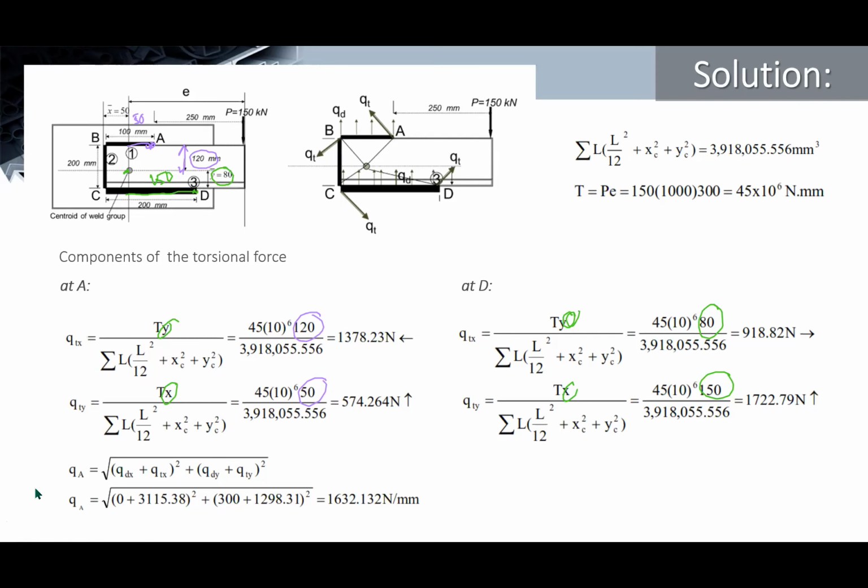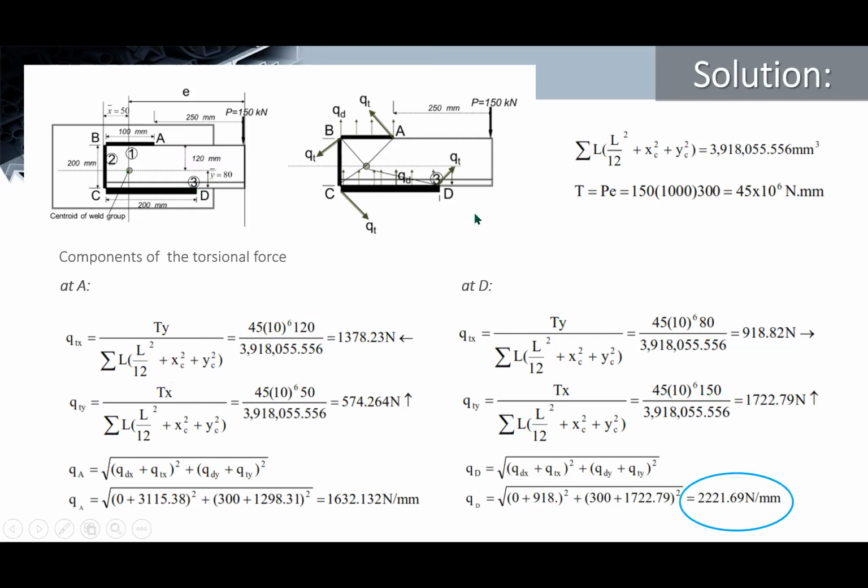Check natin, Q. So getting the resultant of the direct force and the torsional force at A, we will get 1632.32. And then the direct force at D will be 2221.69 Newton millimeter. So yun, magkaiba yung value. And then of course, we will get the larger value of Q. So kasi mas malaki yung stress, since magko-compute tayo ng thickness, we need to compute it based on the larger stress of the weld. So, since magre-design tayo, ito yung gagamitin natin so that mas larger yung makompute natin na thickness. Or para kayang i-sustain nung weld yung force nito.